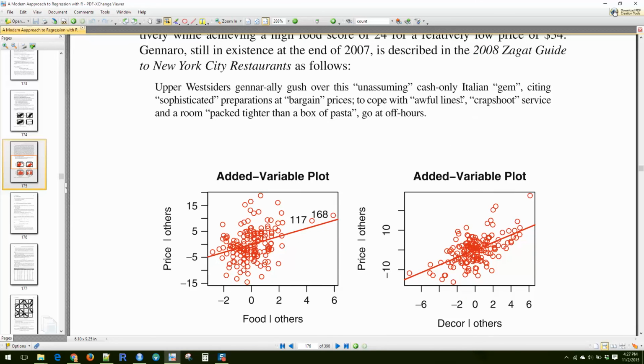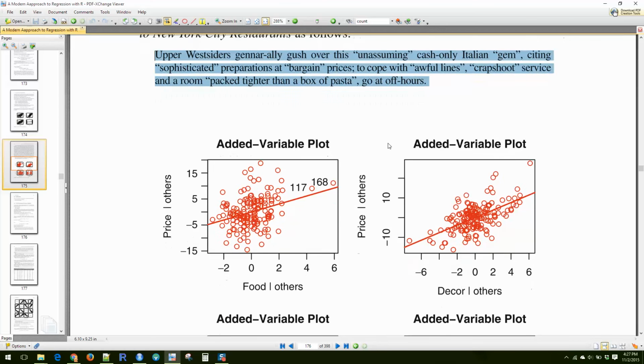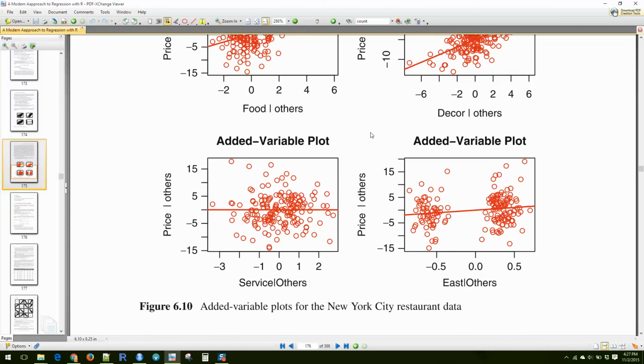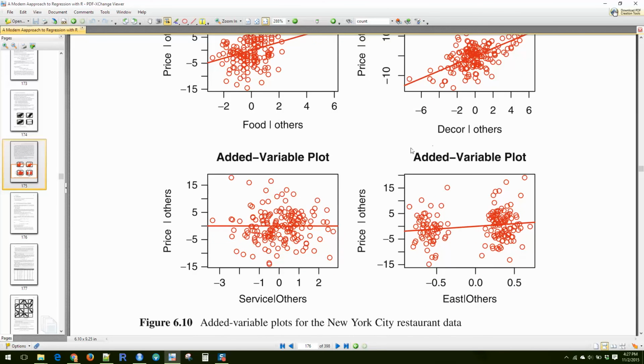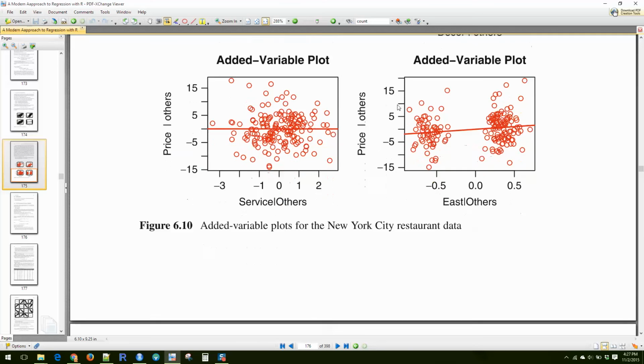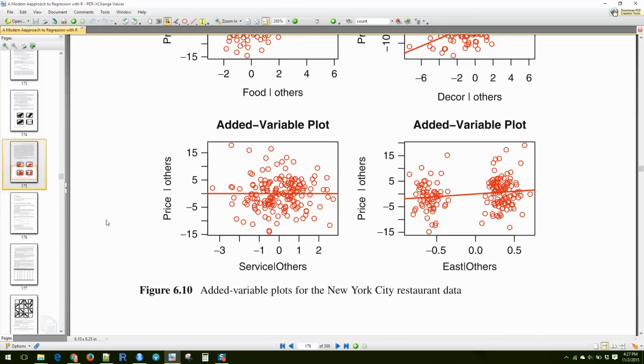All right, so anyway, this is kind of funny. It's a crapshoot, right? But you know, we all have our favorite restaurants where maybe you say the food's great, but everything else is a little iffy.